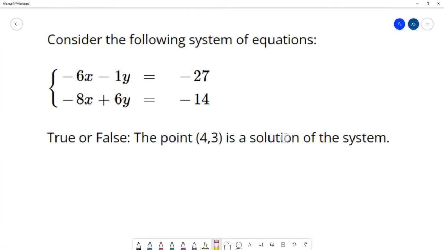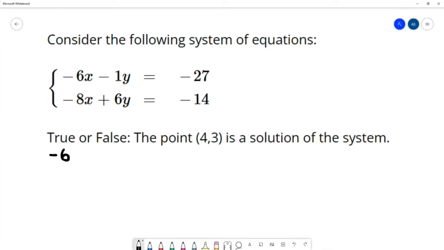For a point to be a solution of the system, we need that point, that ordered pair, to make each equation in the system true. So I'm going to find out whether this is a solution by substituting it into each equation and deciding whether we have a true statement or a false statement.